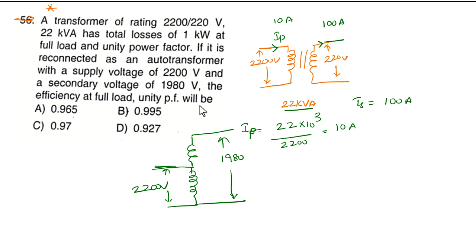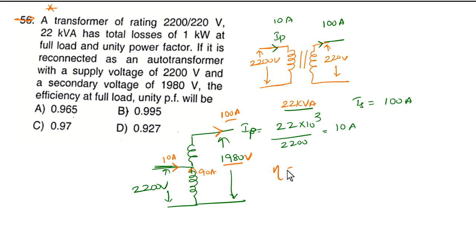Now from this diagram, the current flowing here is, as per the given notation, 100 amperes. And here how much current? 10 amperes, and it depends upon the polarity. This is a series subtractive polarity, so 90 amperes of current will flow here, so that the total current is 100 amperes and 1980 volts will be there.